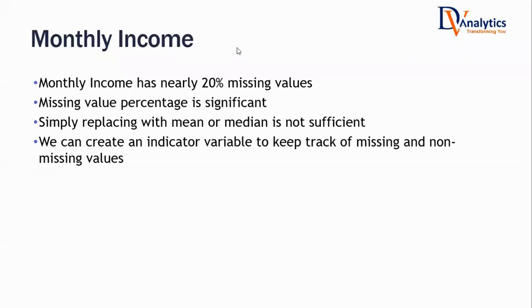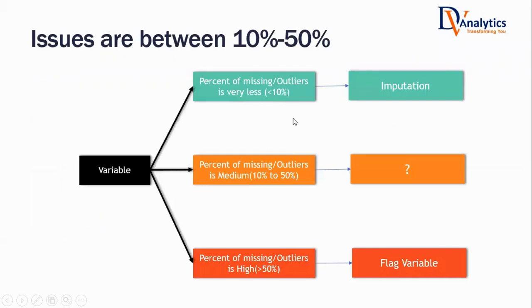So those are the two scenarios. There's a third scenario, which is a tricky scenario. One scenario is when the percentage of missing is less than 10%. What do you do in that scenario? Imputation. You do the imputation. Within imputation also, there are two types.